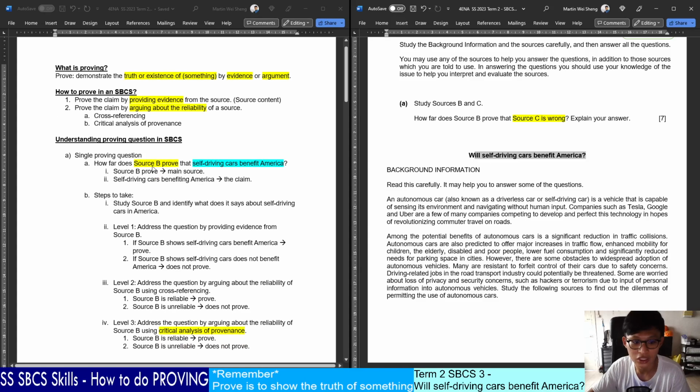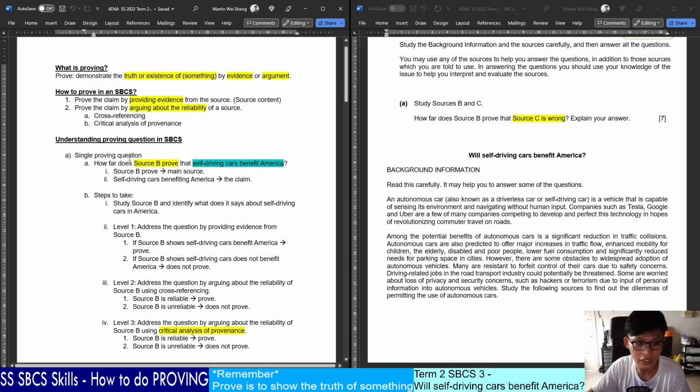The first one would be your single proving question. So what do I mean by a single proving question? In a single proving question, there would only be one source which you are required to study, and one claim. Let me repeat that again. In a single proving question, there will be one source and one claim.